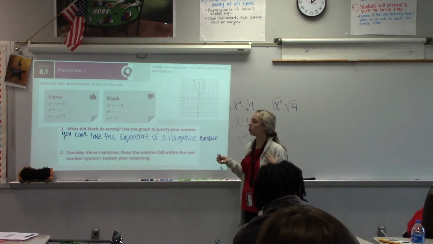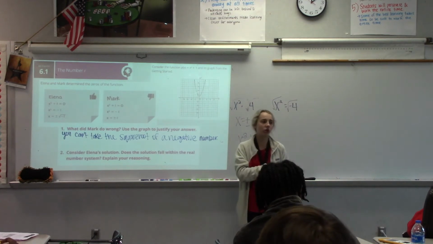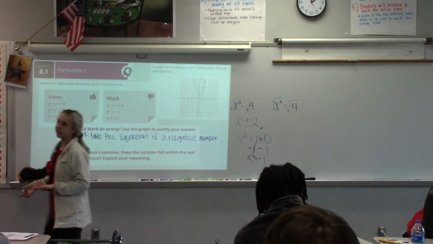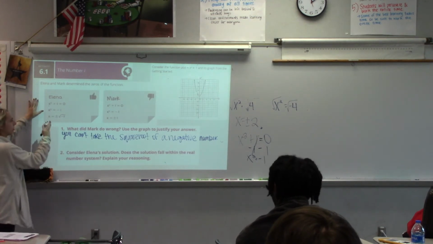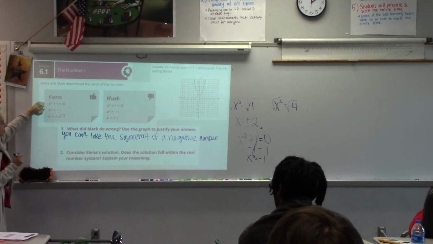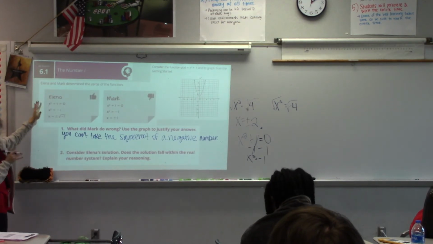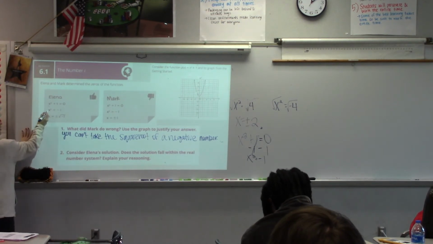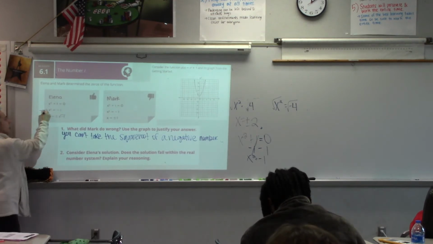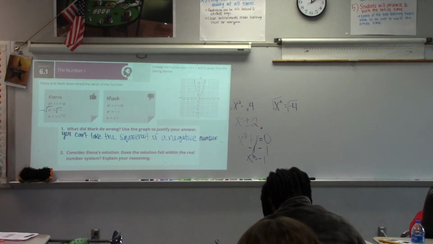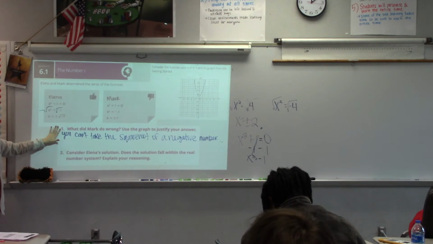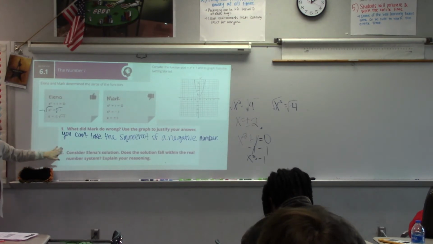Okay, so we know what Mark did was incorrect because we can't take the square root of a negative number. So look at what Elena did. Okay, which I kind of wish they would have flipped these. Put Mark's first. But look what Elena did. So she subtracted her 1 and got to the same place that Mark did, and then when she took her square roots of both sides, she just left it like this. You see what I'm talking about? So that's her solution.